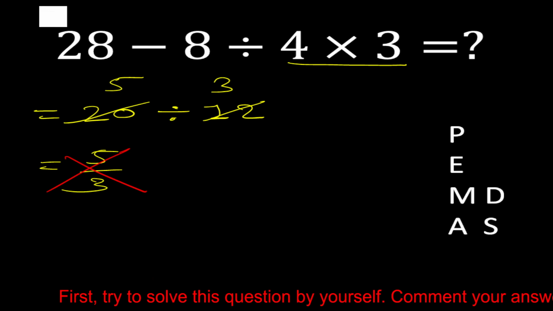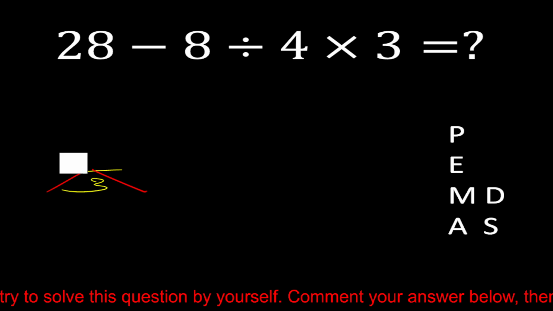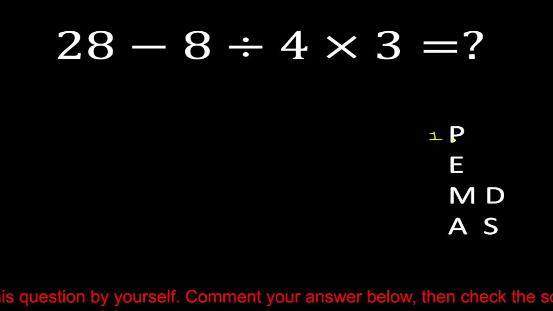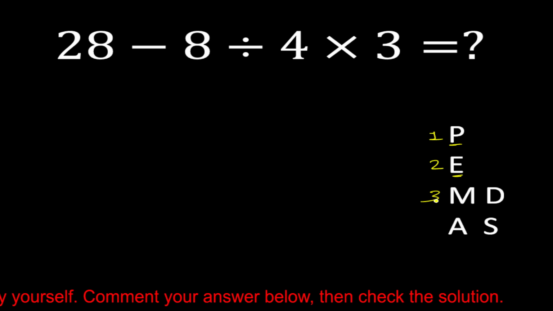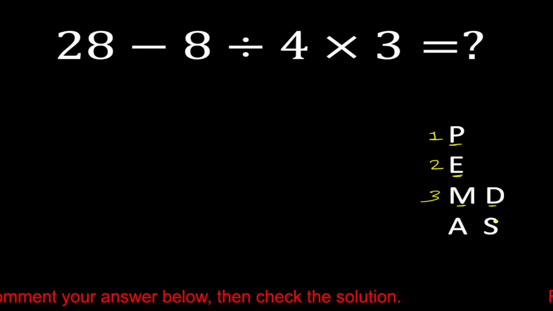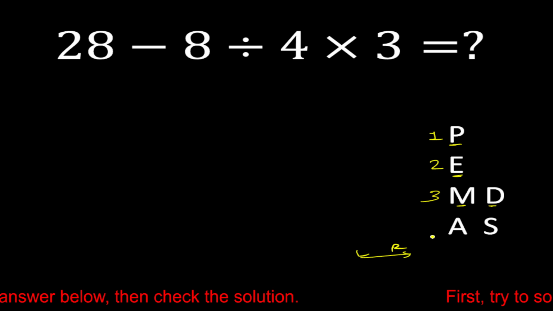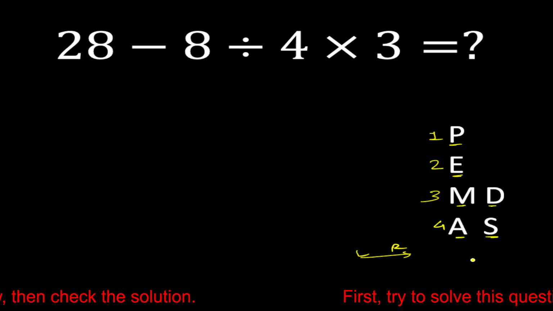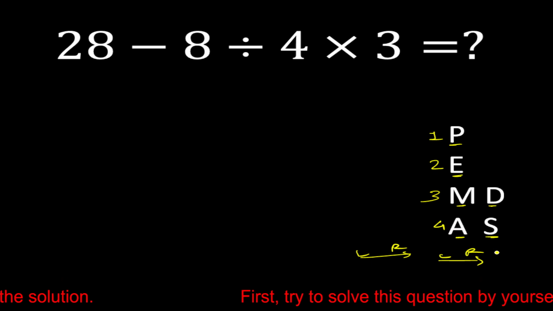So now let's solve this problem correctly by using the PEMDAS rule. According to the PEMDAS rule, first priority is parentheses, then second priority is exponents, then third priority is multiplication and division. Here multiplication and division both have equal priority, so we have to solve it from left to right. And fourth and last priority is addition and subtraction. And also addition and subtraction both have equal priority, so we have to solve it from left to right.